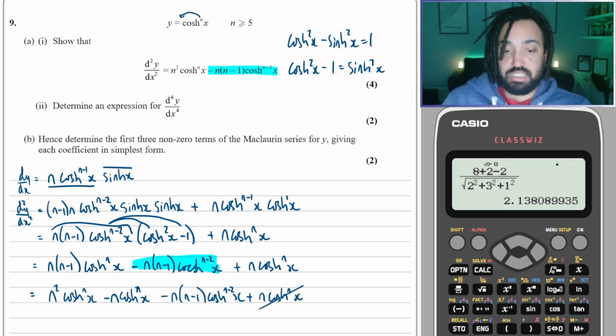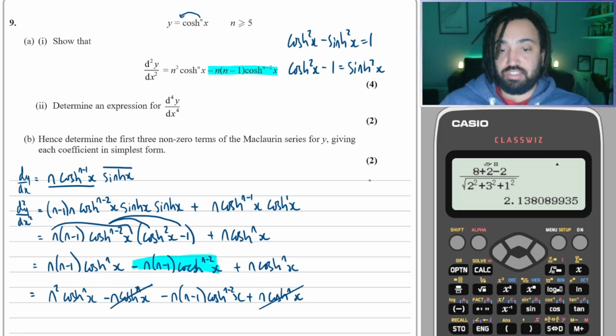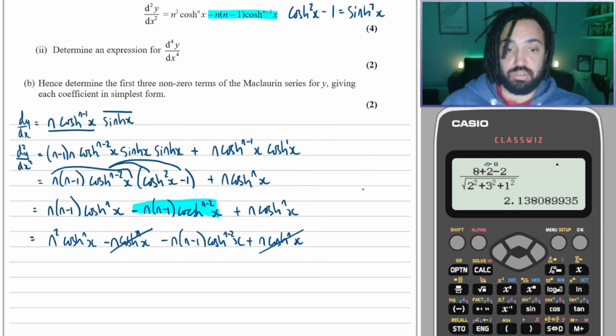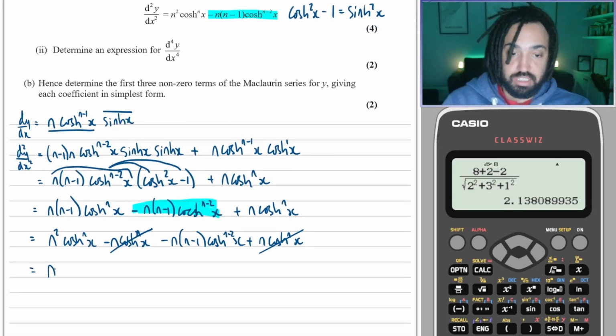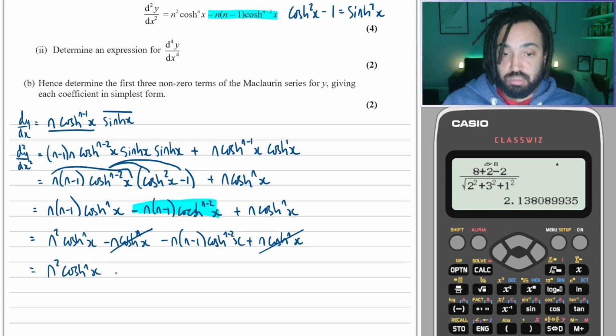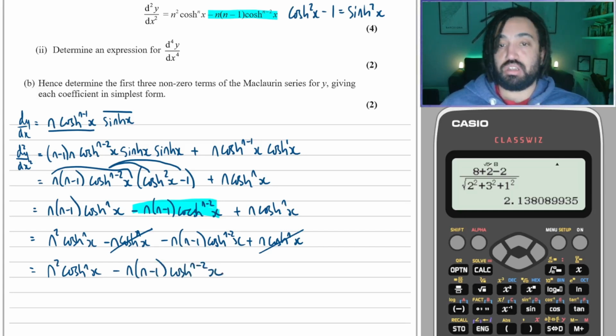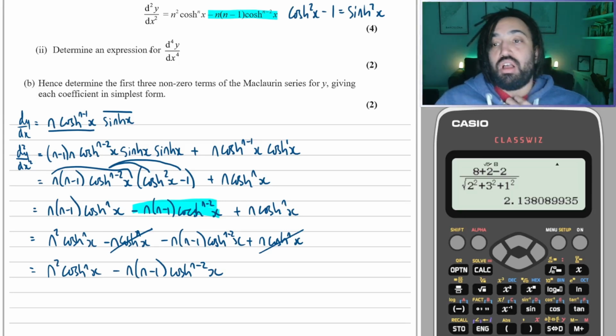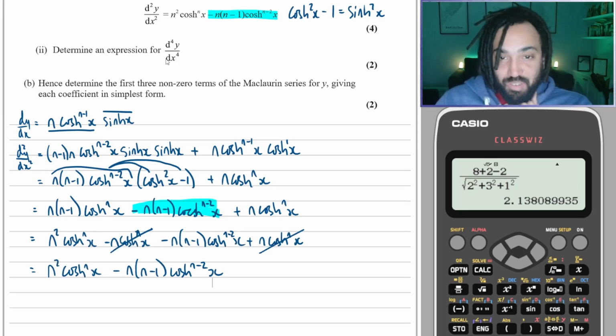So that is going to cancel with that, and that is going to leave us exactly with what we're looking for, and that is n squared cosh^n of x minus n minus 1 cosh^(n-2) of x. Perfect. Determine an expression for the fourth derivative.